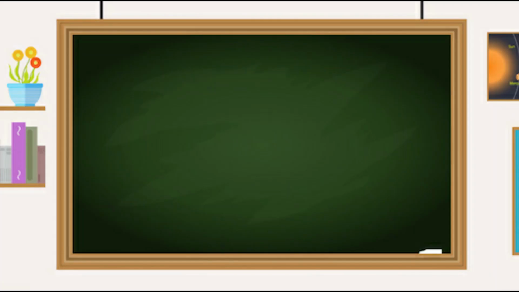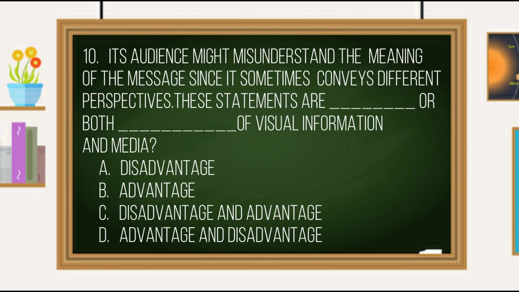Its audience might misunderstand the meaning of the message since it sometimes conveys different perspectives. These statements are blank or both blank of visual information and media. A. Disadvantage, B. Advantage, C. Disadvantage and advantage, or letter D. Advantage or disadvantage.